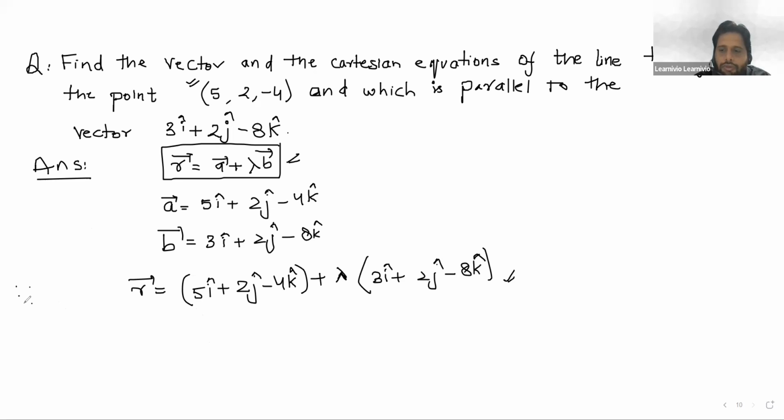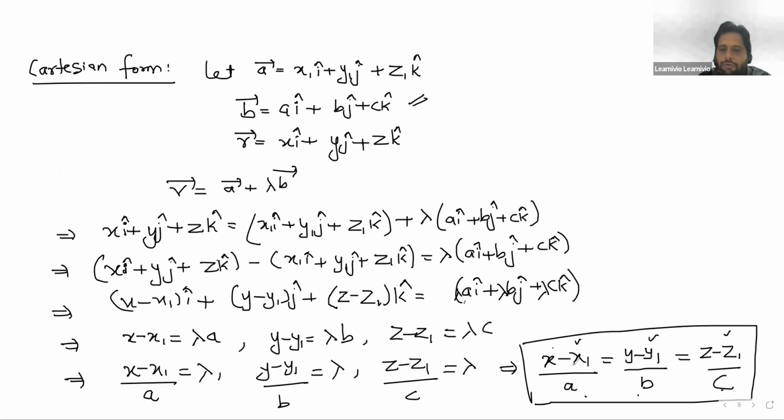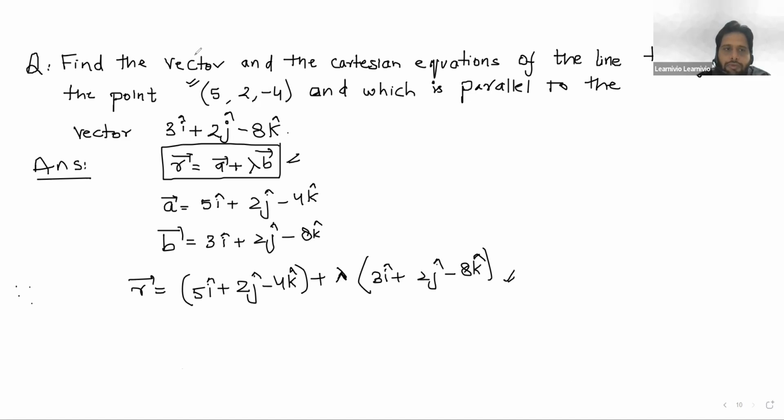You are solving, okay. Please solve in further 2-3 minutes, okay? You have this formula. You just need to use this formula. X minus X1, you have all the values: X1, Y1, Z1, A, B, C. So please put all the values and share your answer.